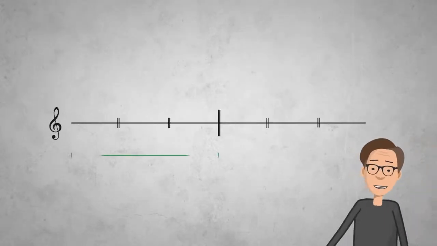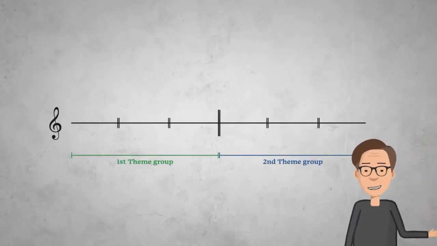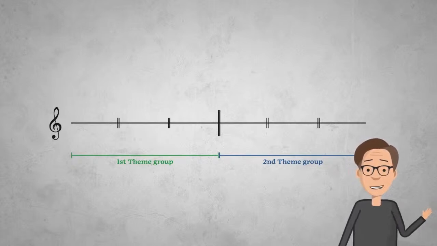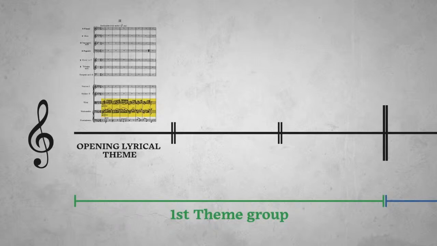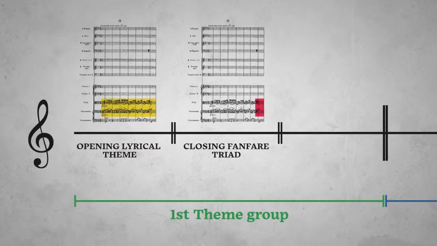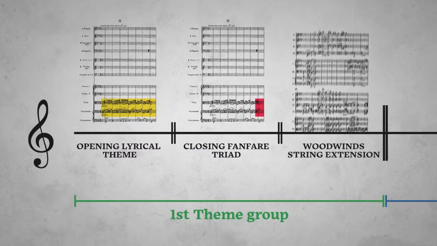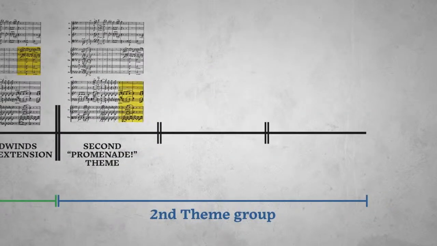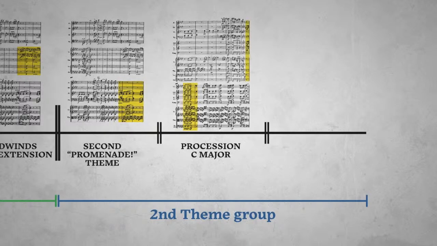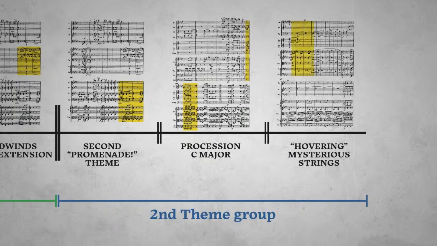And the second major section of the movement that we now hear is almost an exact repeat of what we've heard up until this point, so it's very easy to follow. So we've had the opening lyrical theme with its slightly austere accompaniment and its closing fanfare triad. Then the woodwinds extend it, as do the strings with this. Then the second promenade theme. Its transformation into a procession in C major, followed by the hovering mystical string harmonies.